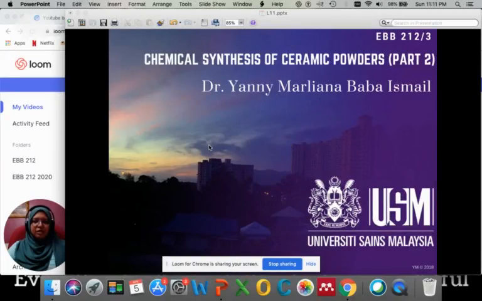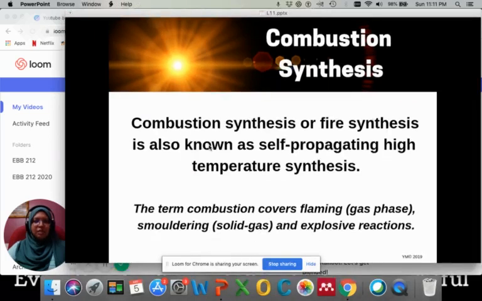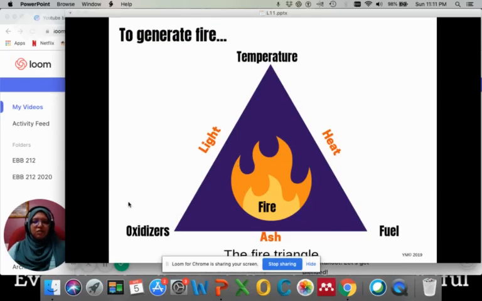Everyone, this is our last part of wet chemical synthesis, which is combustion synthesis. Combustion synthesis, or fire synthesis, is also known as self-propagating high temperature synthesis. The term combustion here refers to flaming in gas phase or smoldering in solid gas phase, and also explosive reactions. To generate fire, we need oxidizers, temperature, and fuel. This triangle is what we call the fire triangle.